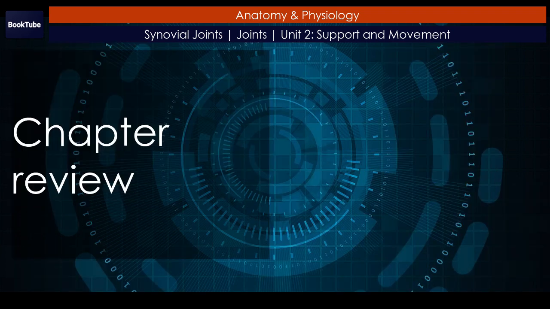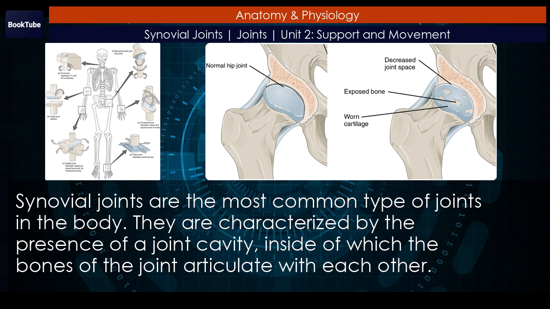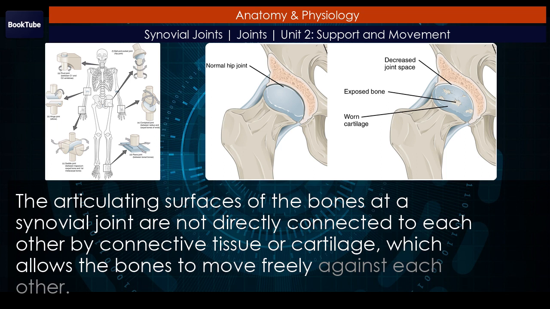Chapter Review. Synovial joints are the most common type of joints in the body. They are characterized by the presence of a joint cavity, inside of which the bones of the joint articulate with each other. The articulating surfaces of the bones at a synovial joint are not directly connected to each other by connective tissue or cartilage, which allows the bones to move freely against each other.